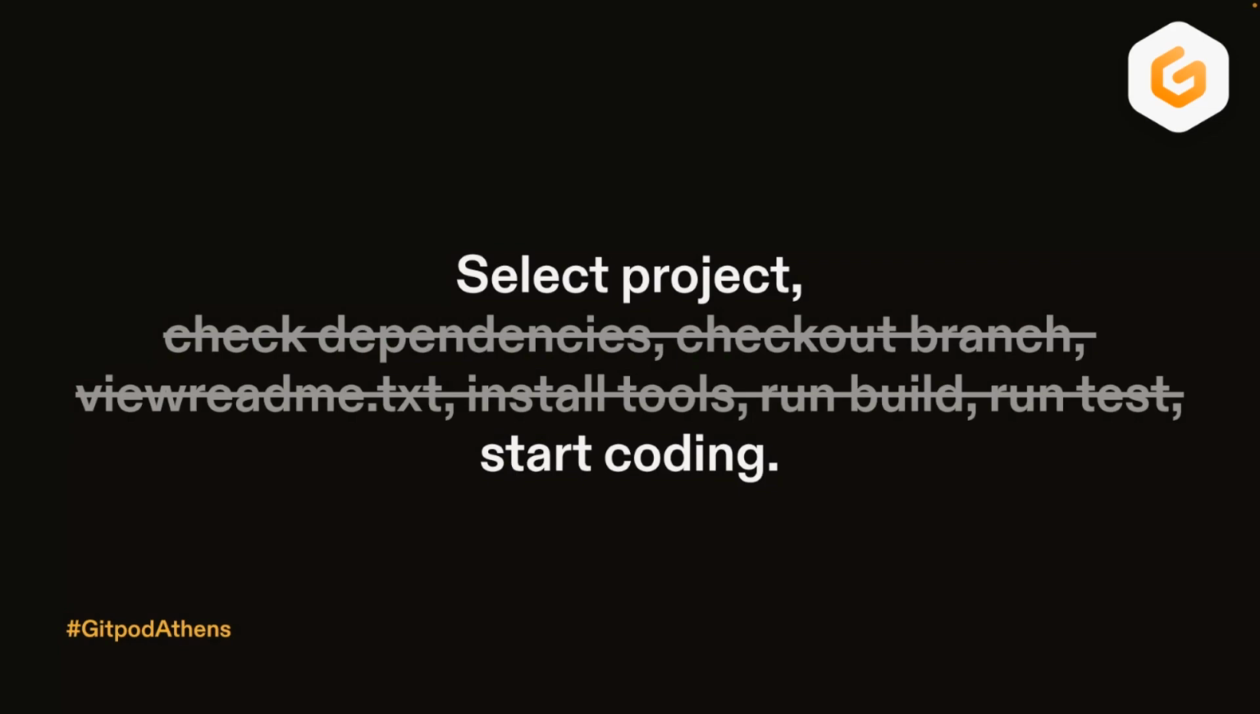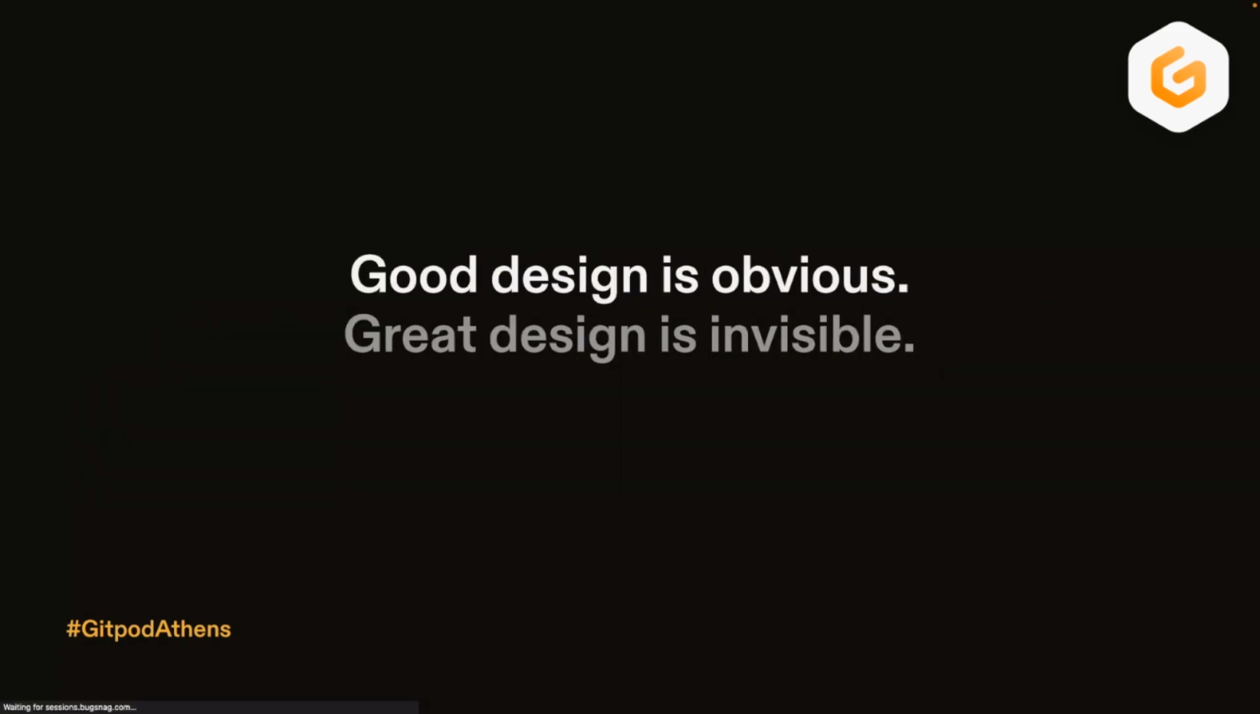And finally, as George said, what he highlighted was all the dependencies, doing git checkout, branch, installing tools, and all of these tools that you need to build. With a cloud development environment, you just select your project, and then boom, you start coding. That's super productive, right? And yes, passing to George.